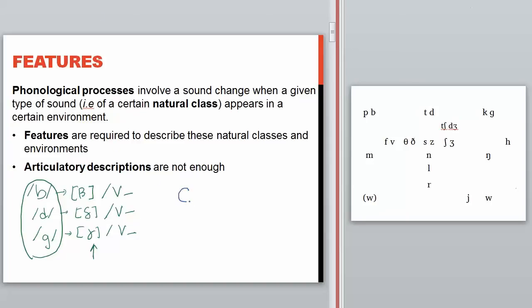Now, more specifically, we can use features to describe this. So we can say that a consonant that is plus voice, minus sonorant and minus delayed release becomes plus continuant in the environment of after a vowel. Now, as you can see, we need features to build this rule, and we will go over these features.